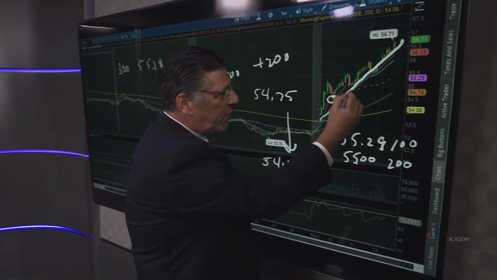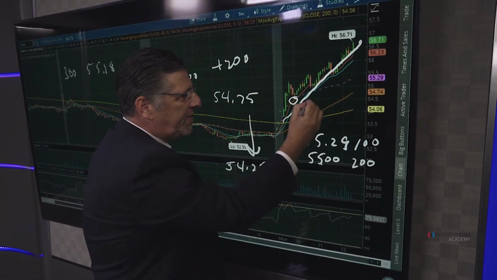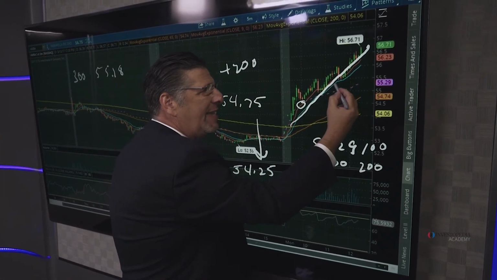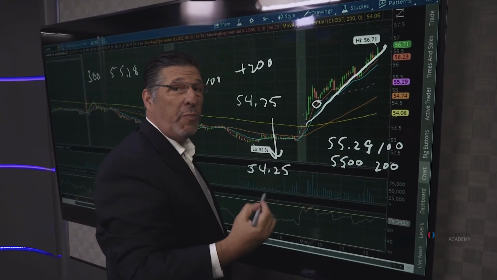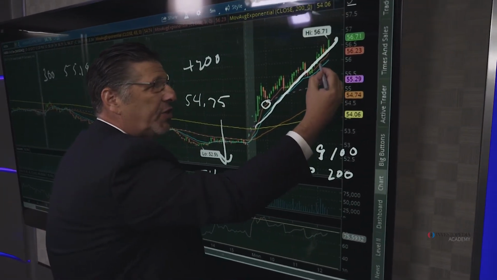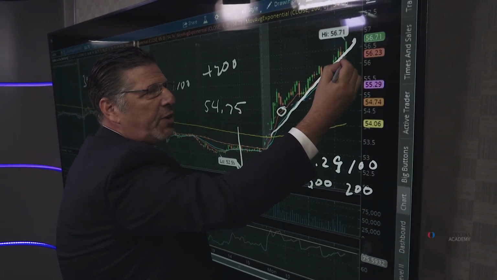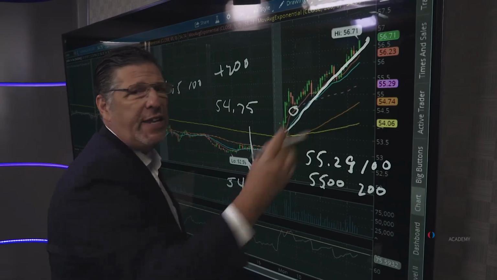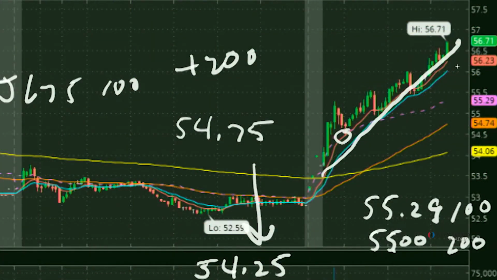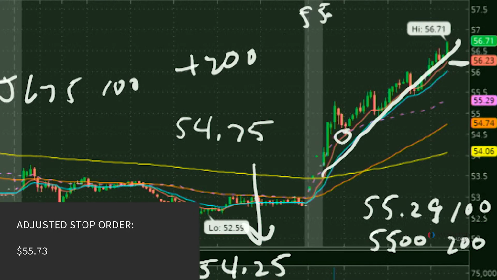Very, very important. Keep in mind, once we have entered this full trend trade, stop order goes 50 cents below, and we are going to keep raising our stop order to lock in our profit as this stock starts going higher. So when we're all the way up here and our trend is at 56.23, our stop order would be, and let me go write it down exactly for you. When we're all the way up here at 56.23, our stop order is going to come all the way up to $55.73.